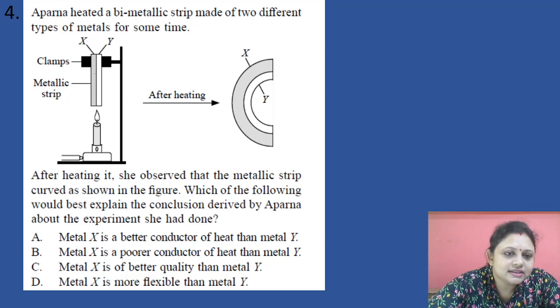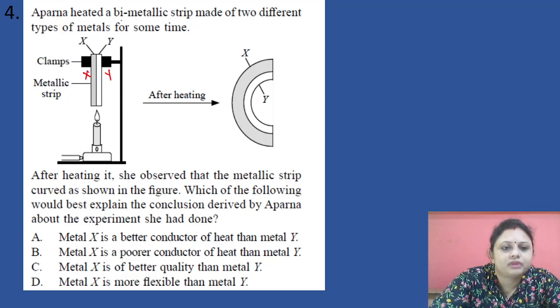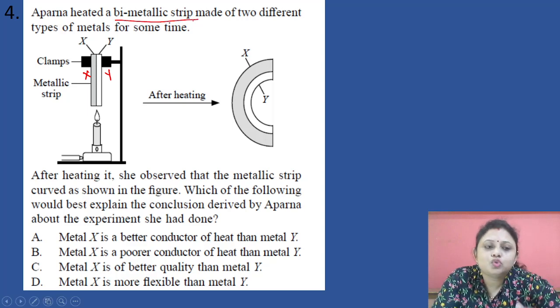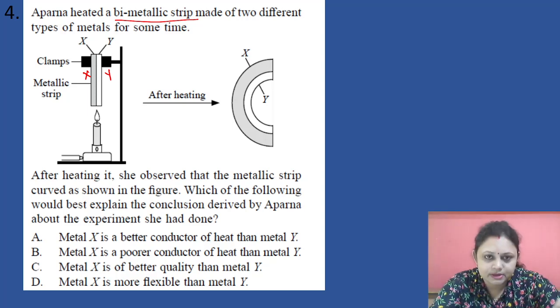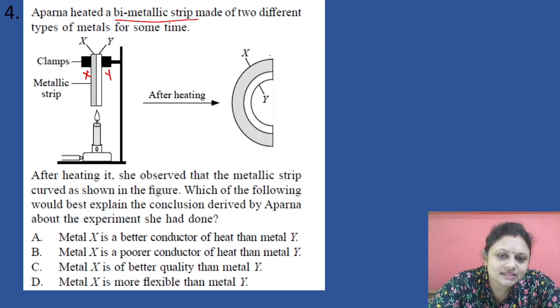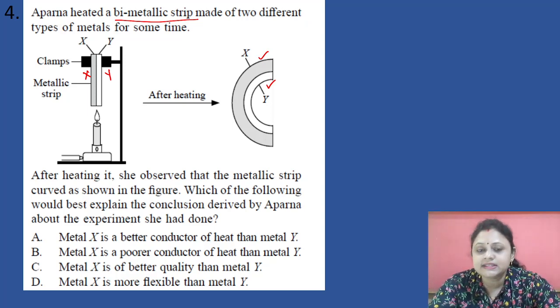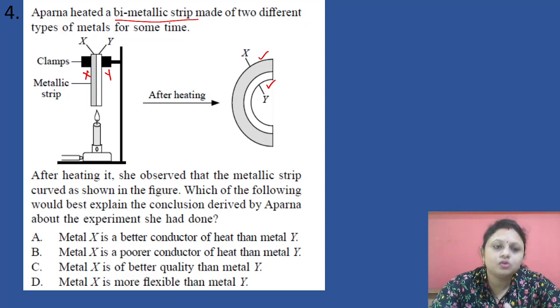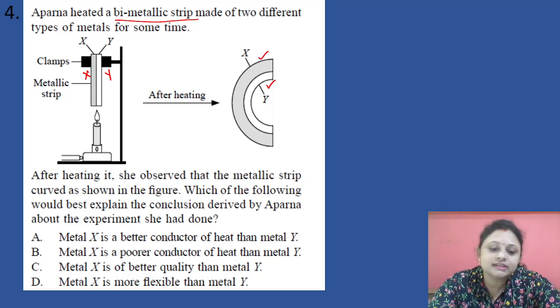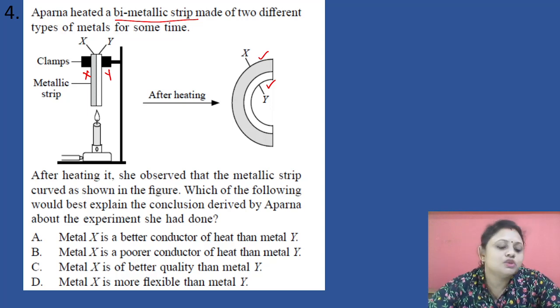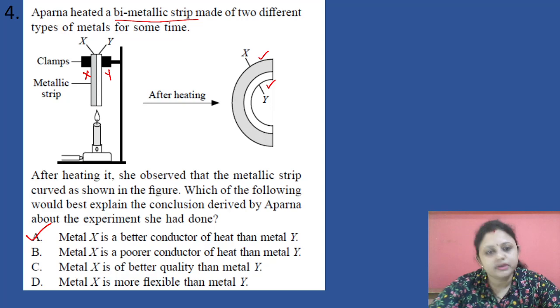As we can see, this is metal X, this is metal Y. It is a metallic strip. Okay, so if it is a metallic strip, then if we heat it, it will expand. So after expanding, we can see that X is like this, Y is like this. That means we can clearly say that X has more expansion compared to Y, right? That means metal X is a better conductor of heat than metal Y. So the correct answer is option A.